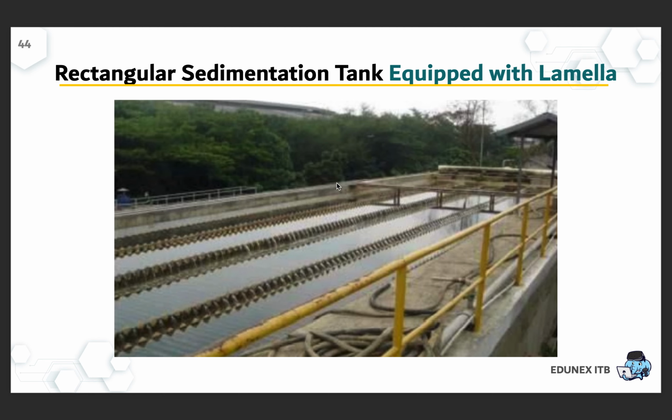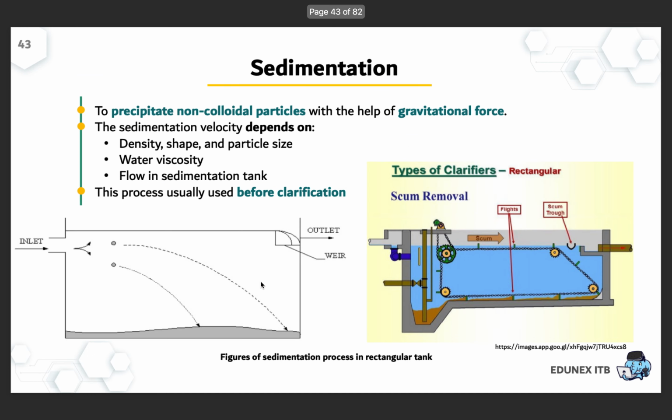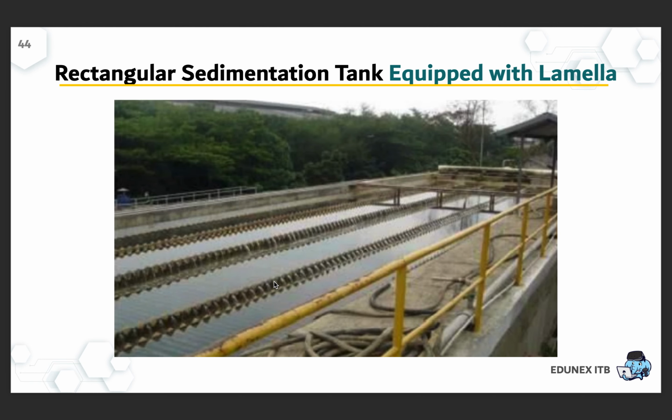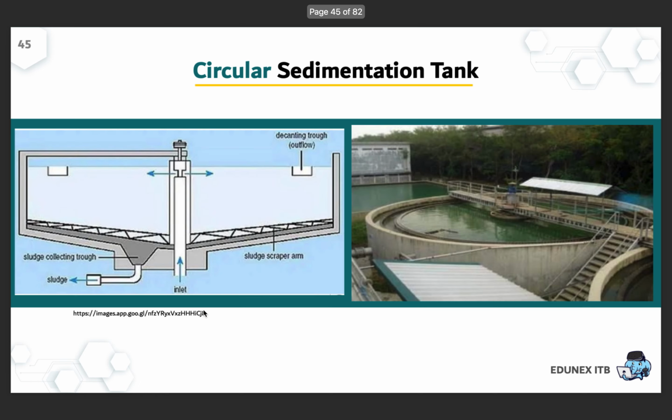This is the actual visualization of the rectangular sedimentation tank. This is the sedimentation tank, with the long figure, and here we have what we call lamella. Lamella is basically similar to this one. It has flights attached to it, and it will remove the sludge at the bottom of the sedimentation tank.